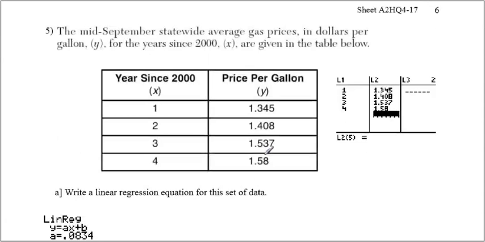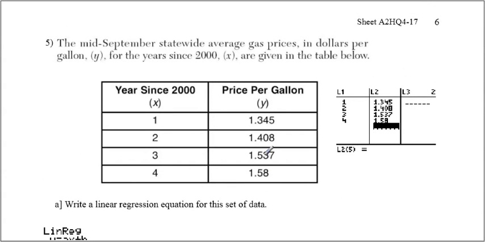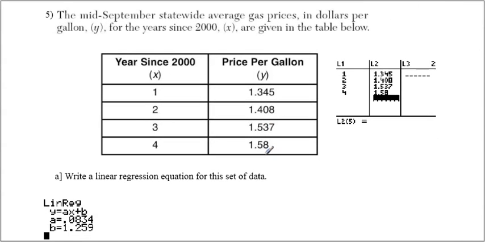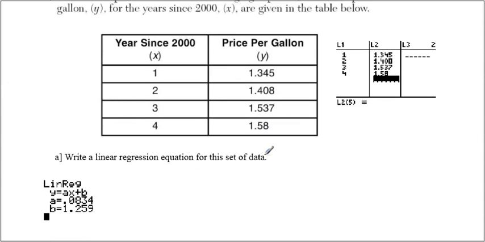Alright, here we go. Mid-September statewide average gas prices in dollars per gallon. Table below. So here we go. That's a linear regression. We have the table. So again, you have y equals 0.0834x plus 1.259.